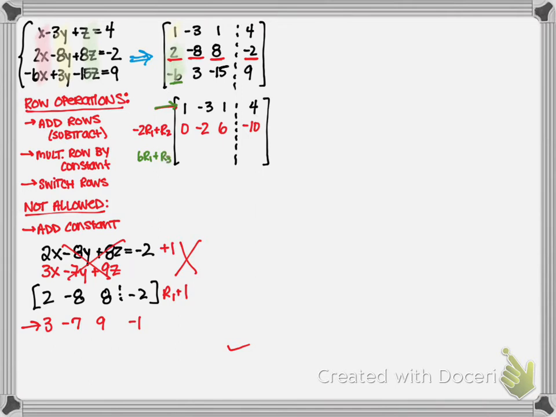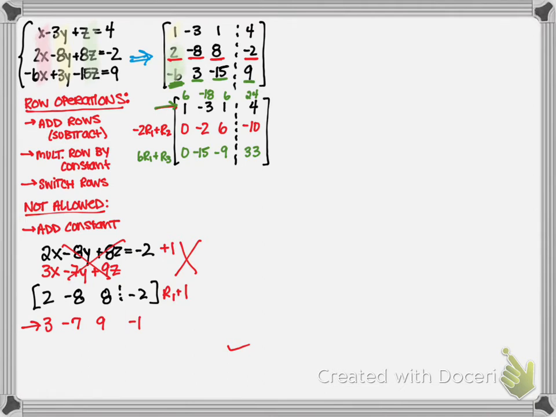Positive 6 row 1. We have to use the opposite of the value. Plus row 3. So if I did 6 times row 1, I'd get 6. Plus this original negative 6, that gives us a 0. That's what we want. 6 times negative 3 is negative 18. Plus 3 is negative 15. 6 times 1 is 6. Plus negative 15 is negative 9. 6 times 4 is 24. Plus 9 is 33. And I think my math's all okay. But otherwise, we'll have to come back and check. And that's why we write down those row operations.